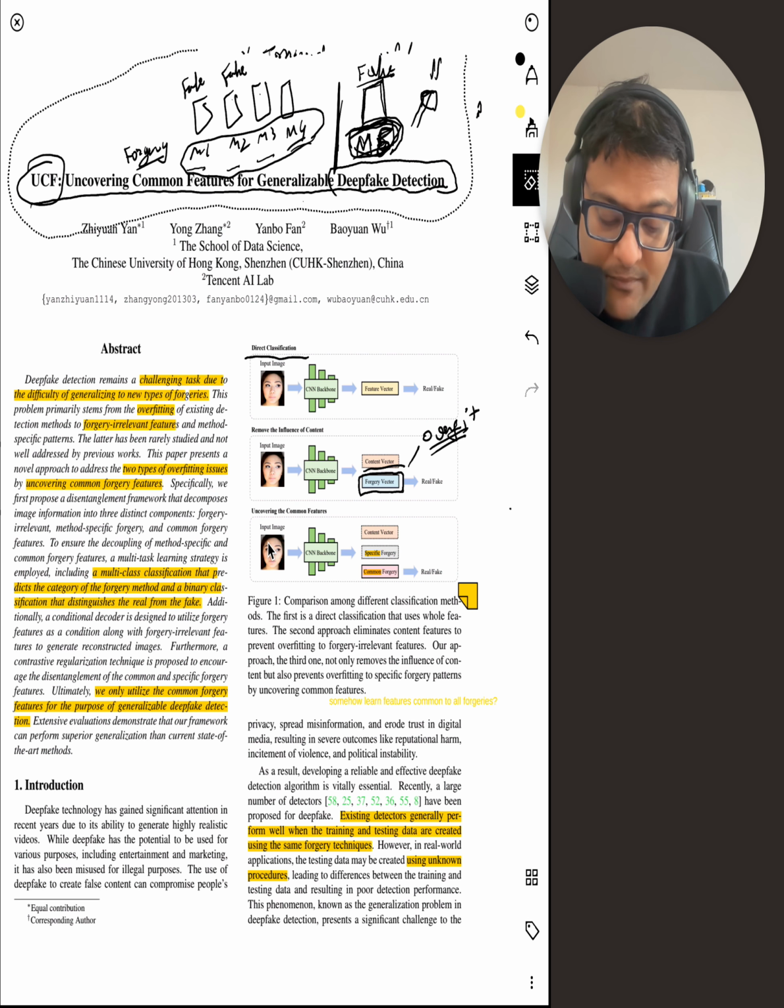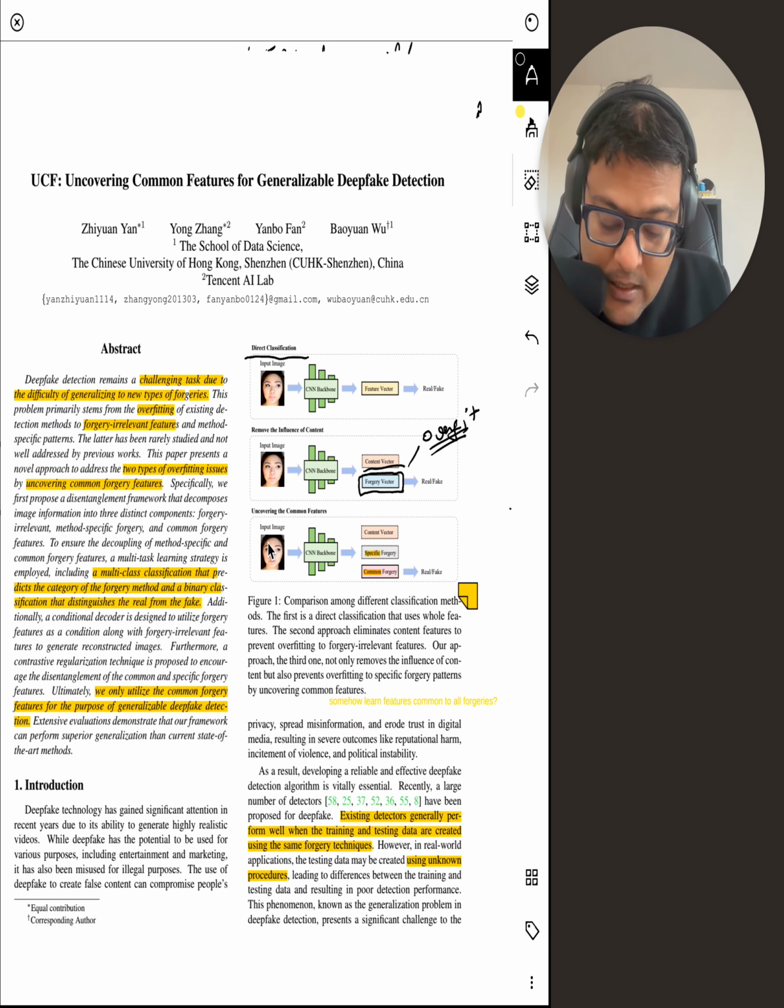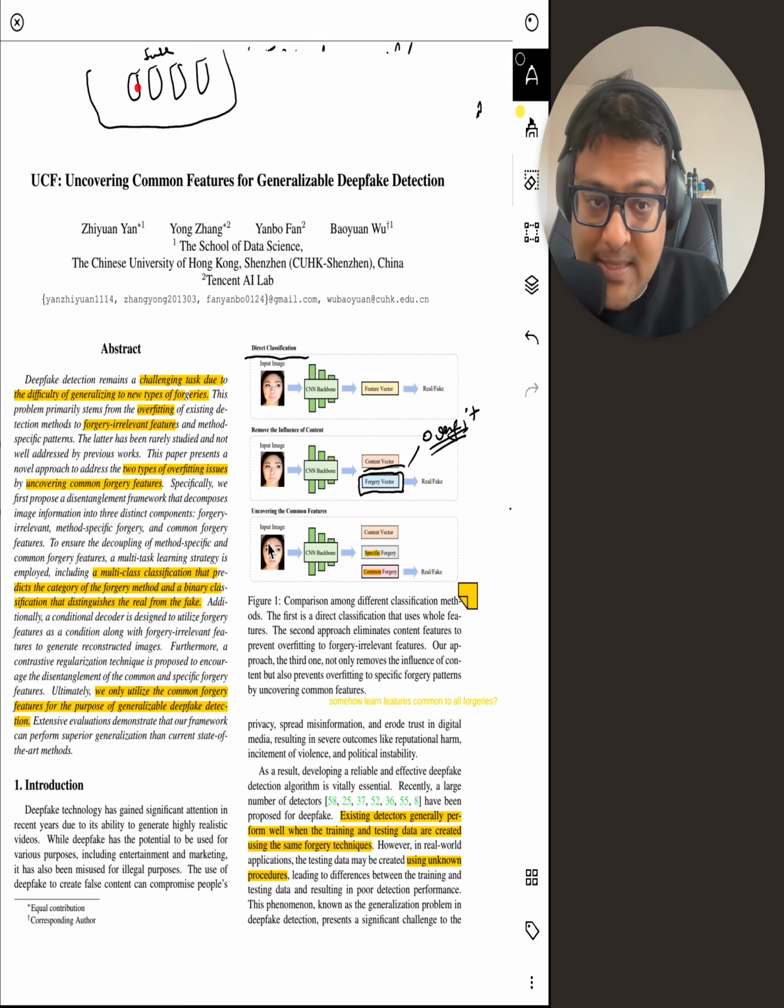So the key problem you want to solve is that you are given a bunch of fake images during training, and these fake images come from a set of models M1, M2, and so on till Mn.